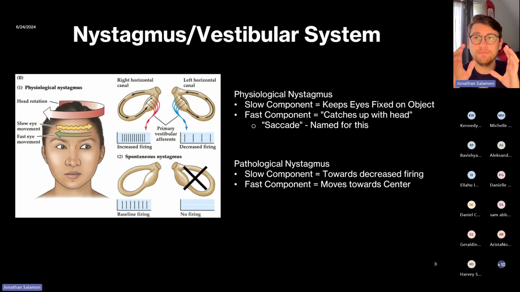If you remember the caloric testing, I had said that you put the cold water in one ear, right? Cold decreases firing. Cold generally calms things down, whereas hot will usually excite something, as with enzyme kinetics or just any biological process. I like to use the memory device of, if I get splashed in cold water in the face, I'm going to look to see what happened. Decreased firing, slow component. Increased firing, back towards center.